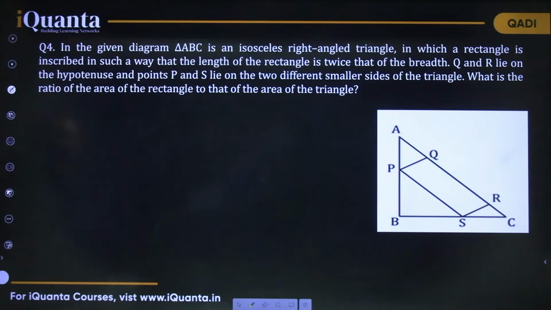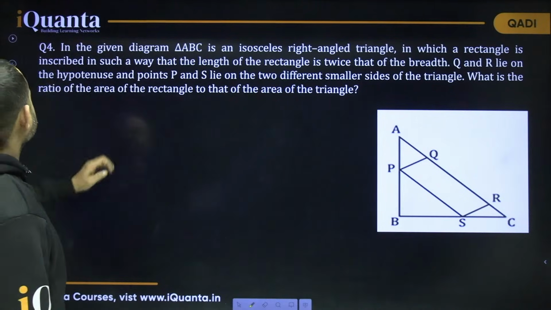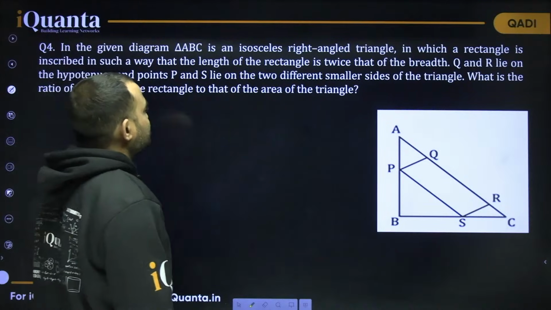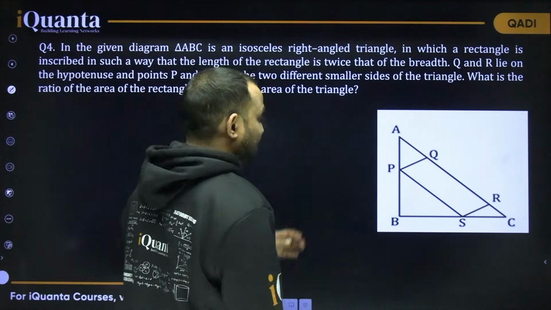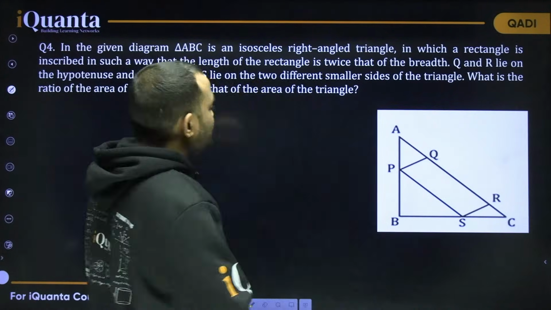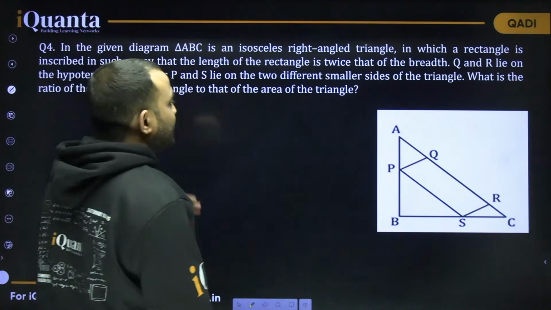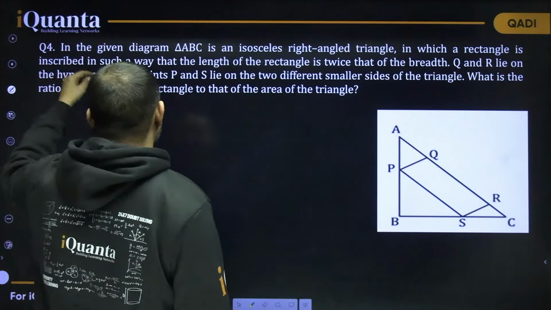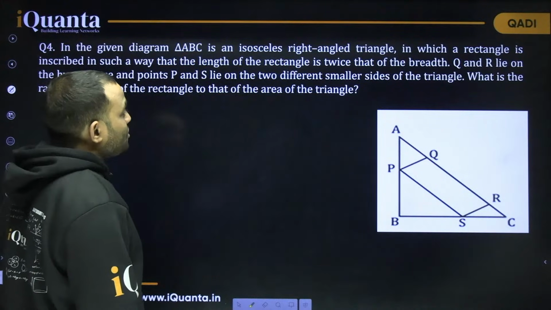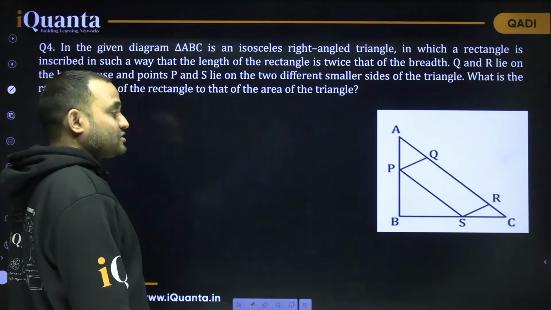Chalo, let us see. In this question, it says in the given diagram, triangle ABC is an isosceles right angle triangle. AB is equal to BC, in which a rectangle is inscribed in such a way that the length of the rectangle is twice that of the breadth.